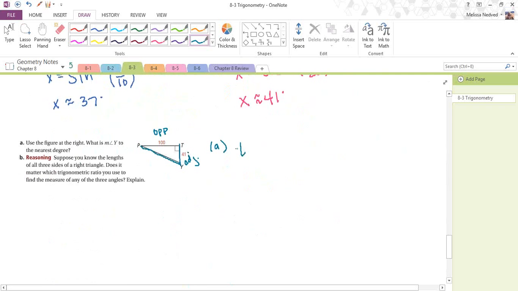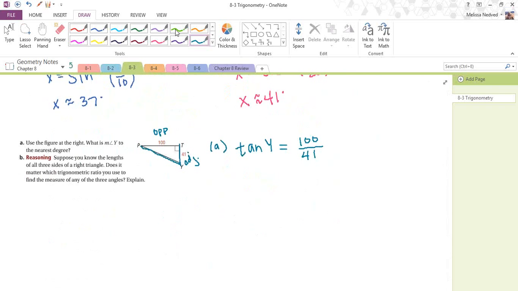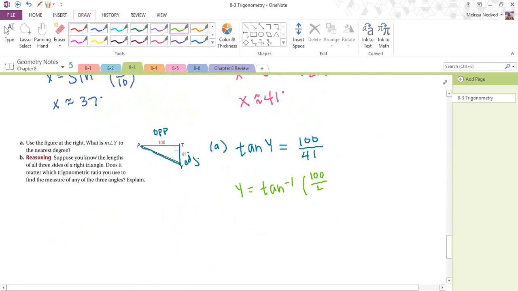So tangent of y, my variable is inside that trig function, equals opposite 100 over adjacent 41. So how do you get y by itself? Undo a trig function by taking the inverse. Inverse tangent of 100 over 41. Notice, my fraction did not change. It doesn't flip. It doesn't do anything. We're just taking the inverse tangent of that.